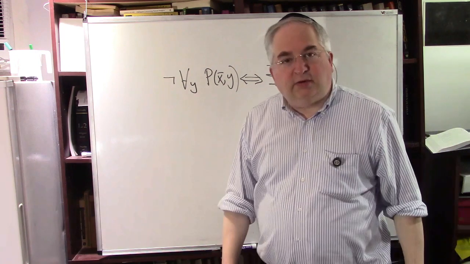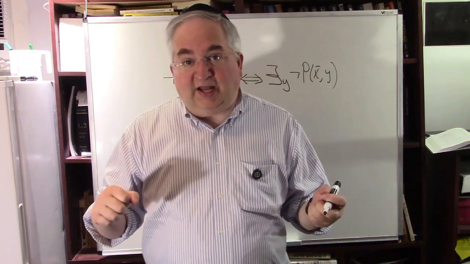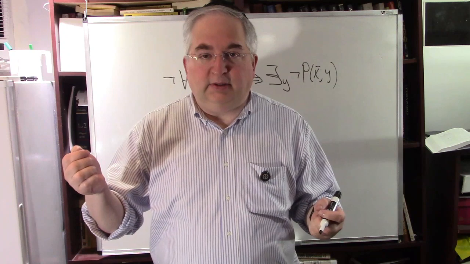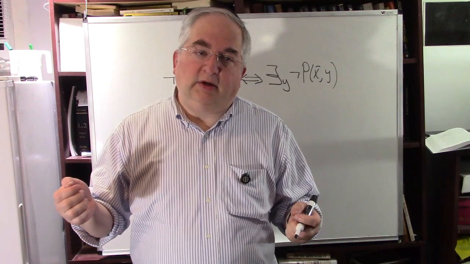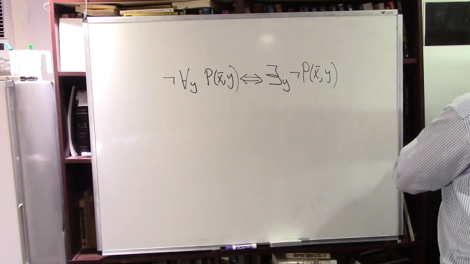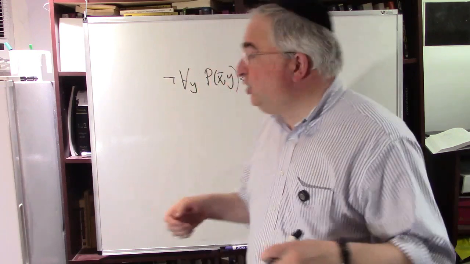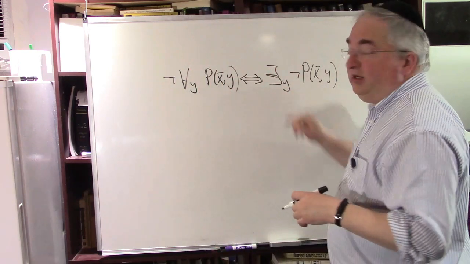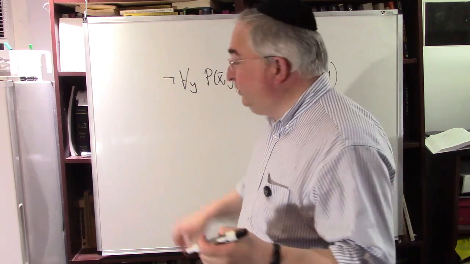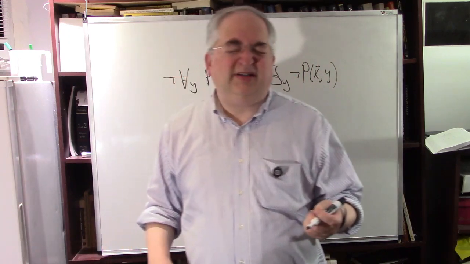Okay, the idea is as follows. Just like AND is a left adjoint and OR is a right adjoint, so too existential is a right adjoint, and universal is a left adjoint.